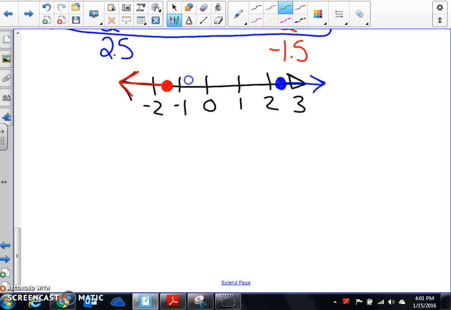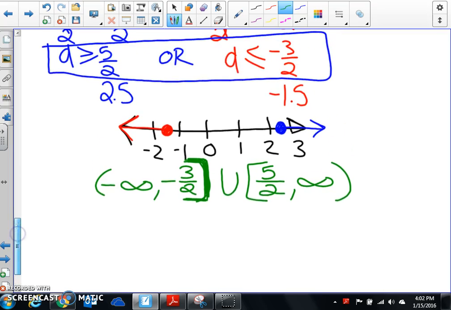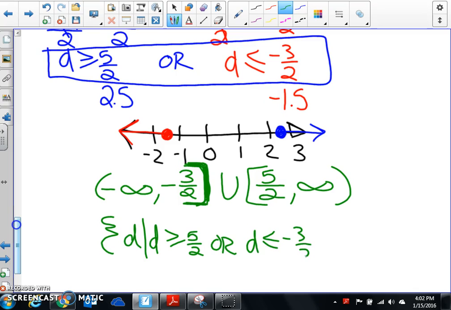So that's my graph. My interval notation would be negative infinity to negative 3 halves, bracket because it's a closed circle, union, another closed circle, so bracket, 5 halves, comma, infinity, parenthesis. There's my interval notation. And then finally my set notation would be d for all d's greater than or equal to 5 halves, or d is less than or equal to negative 3 halves.